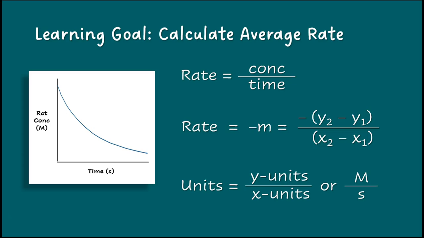Now, rate is defined as a change in concentration over time. So it will have units of concentration over time, such as molarity per second. Importantly, if we're looking at reactant concentration as it changes over time, then like this plot shows, that concentration will be decreasing and the slope over any two points will be negative. Rate is always shown as a positive value, so to get the rate, we take the negative slope, and for our two data points, slope will be y2 minus y1 over x2 minus x1.